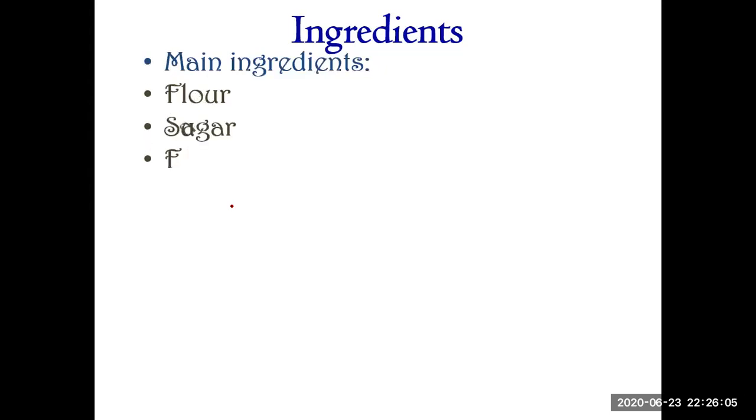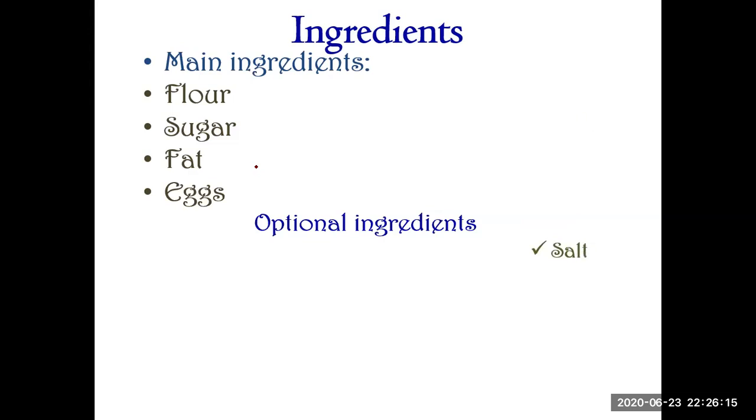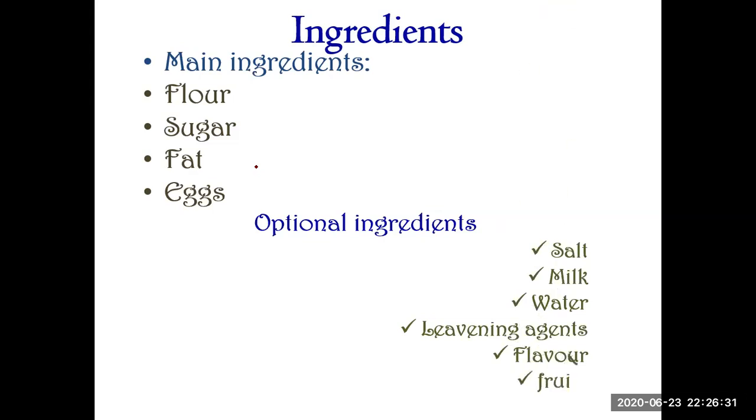Now if we go for the ingredients, you already know what the baking ingredients are. Some are main ingredients and some are optional. The main ingredients will be flour, sugar, fat, and eggs. That means without these ingredients, you cannot make cake. With that, some are also optional ingredients like salt, milk, water, leavening agents. And with that, there can be different kinds of flavor, or you can also use nuts or different kinds of fruits. As we are very well aware of the functions of these ingredients, so now we will just know the names of what is needed for making cakes.